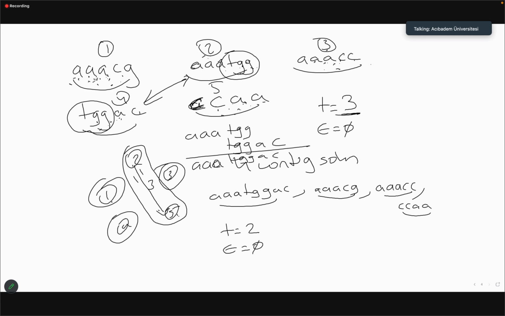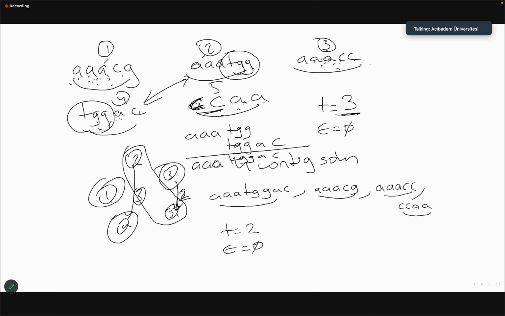3 to 1, AACC, AAAC, no. 3 to 2, no. 3 to 4, no. But 3 to 5, yes. This ends with CC, this starts with CC. So 3 to 5, we have 2 letter overlap. Oh, this is wrong. This is 2 to 4. Two to 4, 3 letter overlap. 3 to 5, 2 letter overlap.